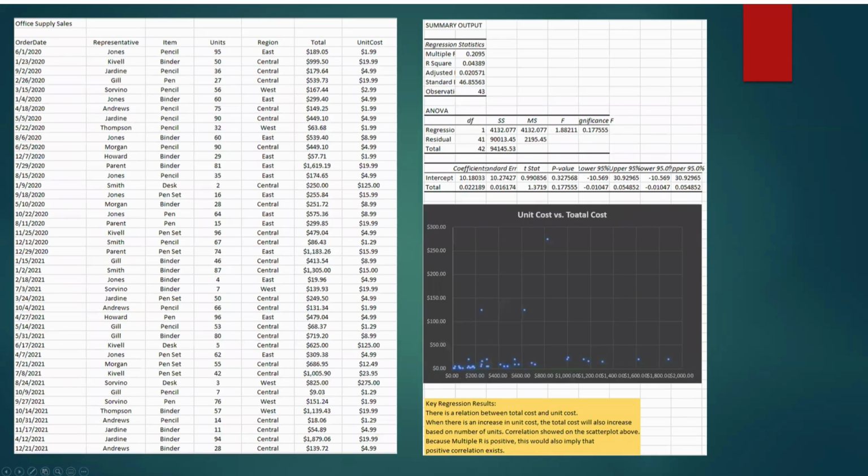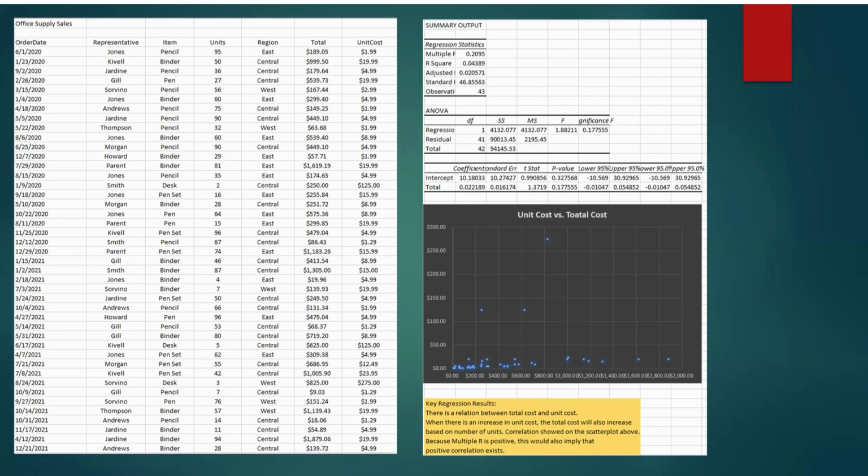Next, I ran regression analysis in Excel for the raw data. And in terms of key regression results, I determined that there is a relation between total cost and unit cost. When there is an increase in unit cost, then the total cost will also increase based on the number of units. And this is shown in the scatter plot on this page of PowerPoint.